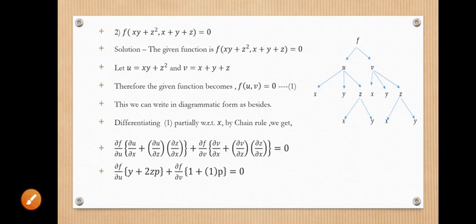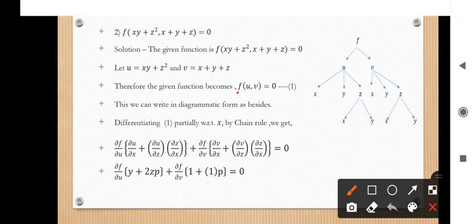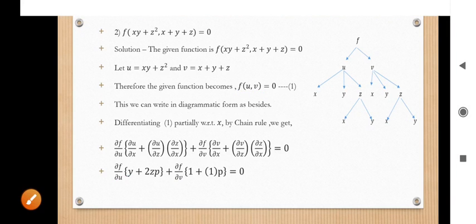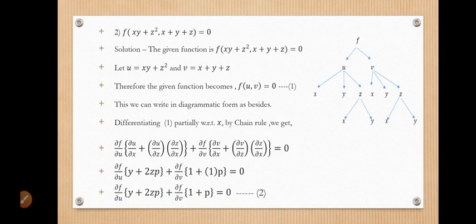Here function f is a function of u and v, but it is not mentioned particularly. So we cannot find ∂f/∂u and ∂f/∂v in particular. So simplifying, we get ∂f/∂u into y plus 2zp plus ∂f/∂v into 1 plus p equal to 0. This is your result 2.